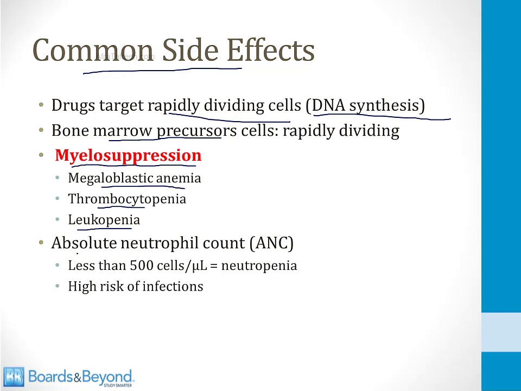monitor for most patients what's known as the absolute neutrophil count, or ANC. When this level gets below 500, that is the definition of neutropenia, and patients who are neutropenic are at very high risk of infections, especially life-threatening bacterial infections, because you need your neutrophils to fight off bacterial infections.